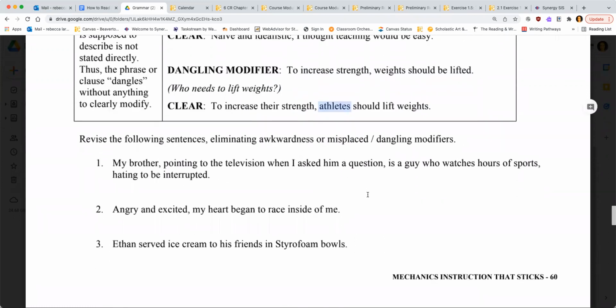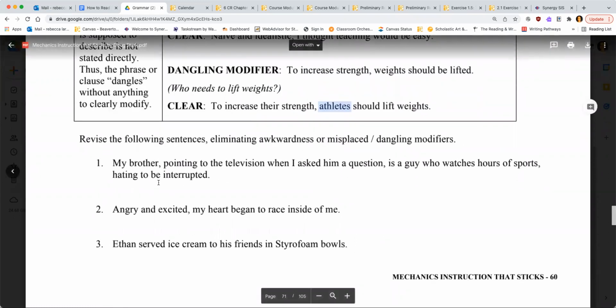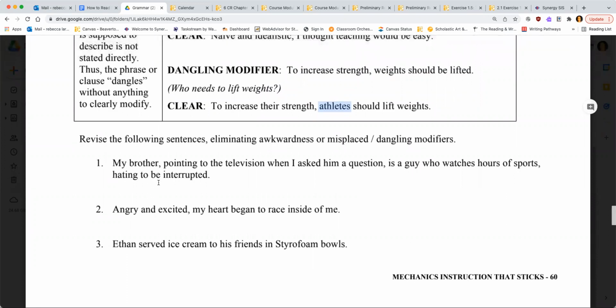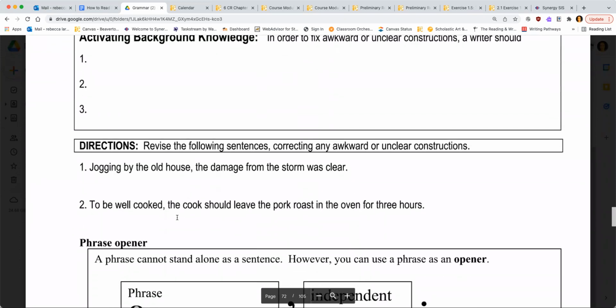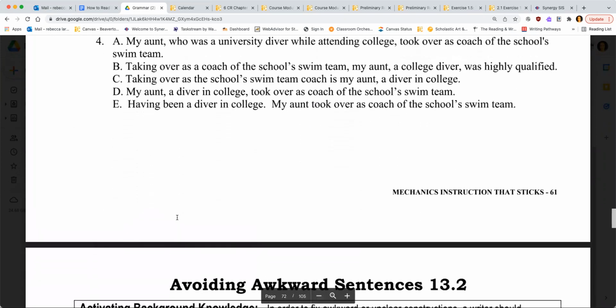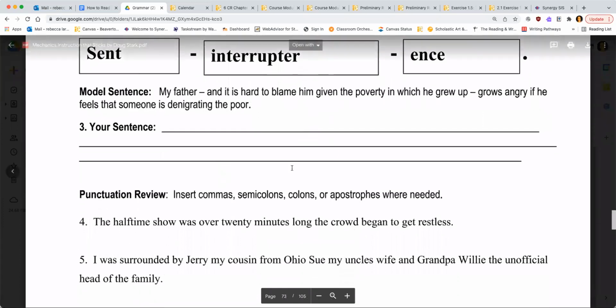You are going to revise some of the following sentences, and it will be a little difficult, and you might get different answers than your peers because there's going to be more than one right answer. So you can look at these ones here, and then we're going to continue doing 13.1 and 2 for today.